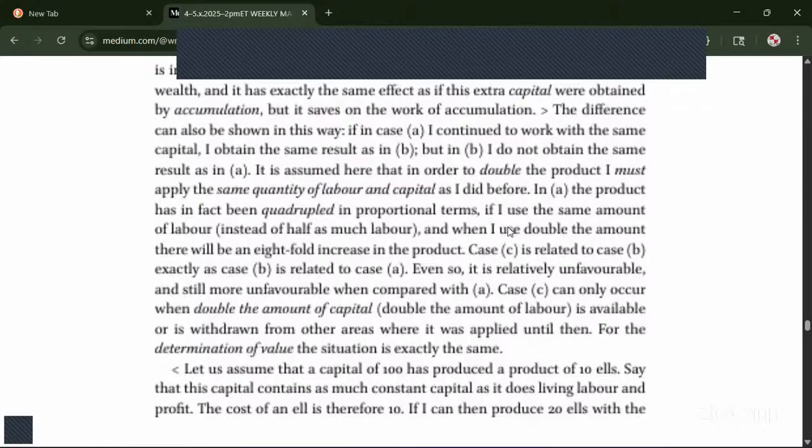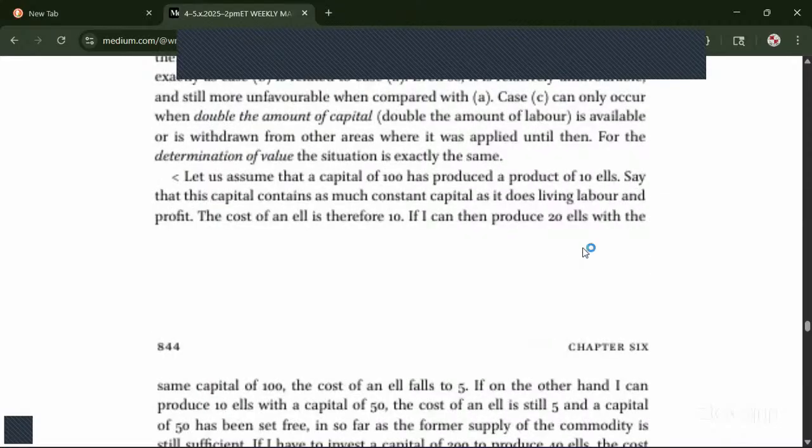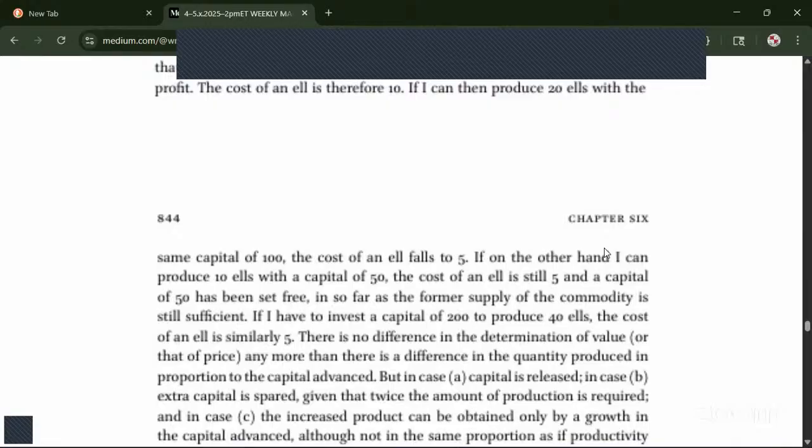For the determination of value, the situation is exactly the same. Let us assume that a capital of 100 has produced a product of 10 L's. Say that this capital contains as much constant capital as it does living labor and profit. The cost of an L is therefore 10. If Table 1 can then produce 20 L's with the same capital of 200, the cost of an L falls to 5.